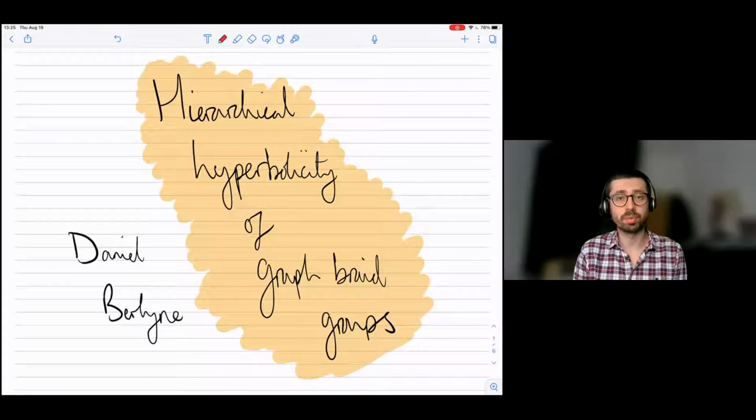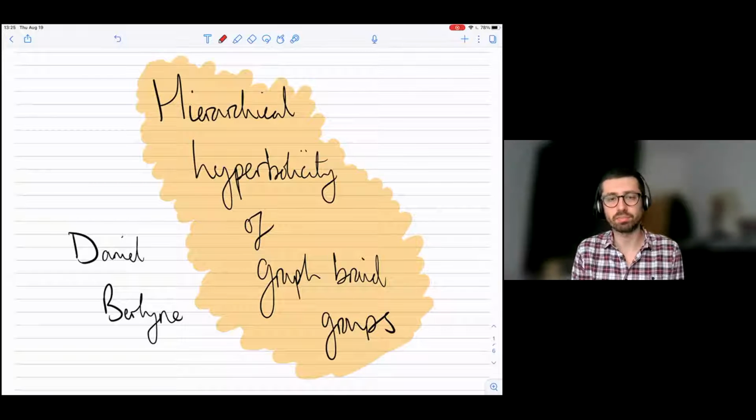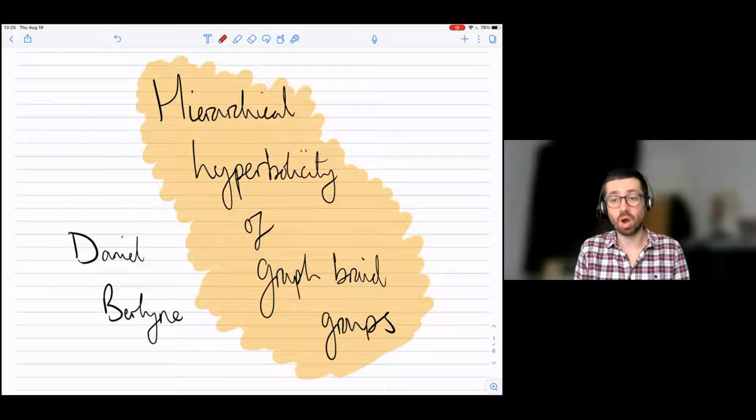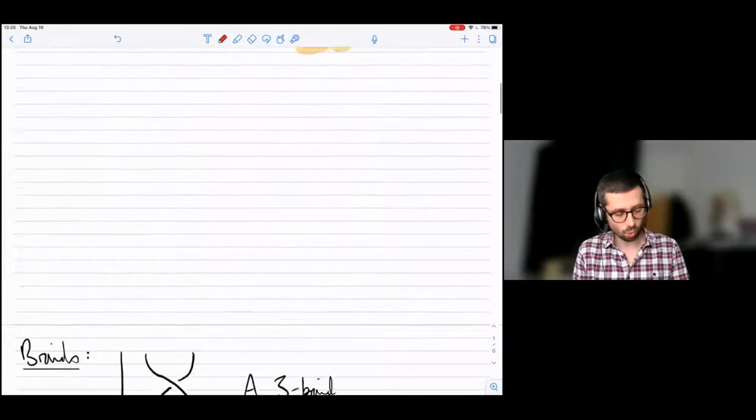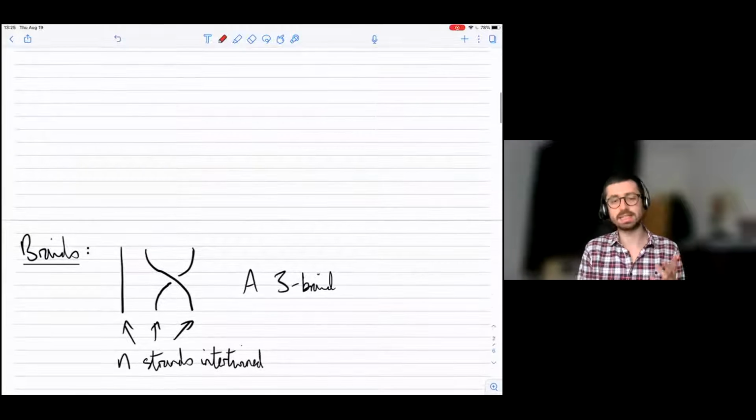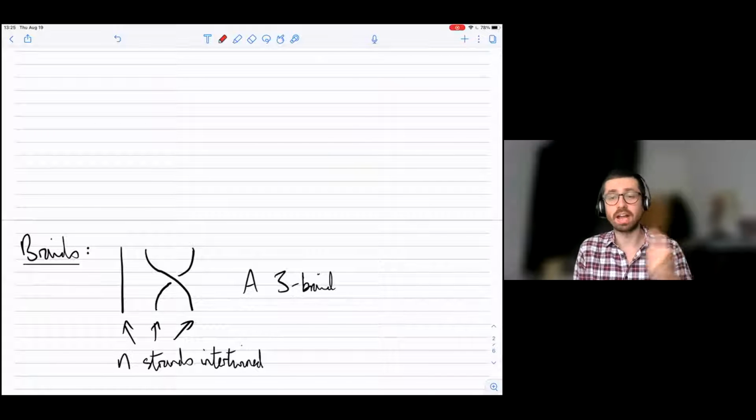My name is Daniel Berlyne, and I'm going to be talking about graph braid groups today. For those of you who aren't familiar with what a graph braid group is, what I want you to have in mind is this classical picture of a braid, which is simply n strands intertwined with each other by a sequence of half twists. So, for example, a 3 braid might look something like this.